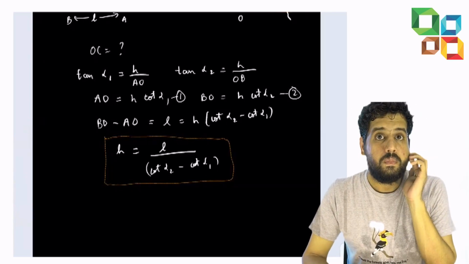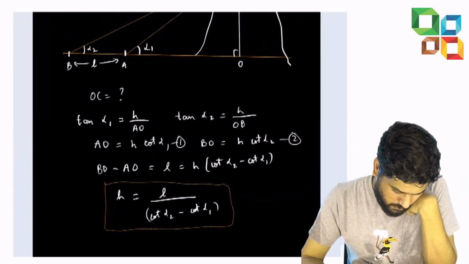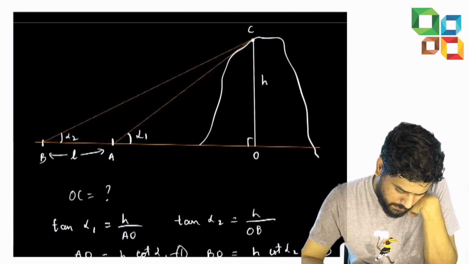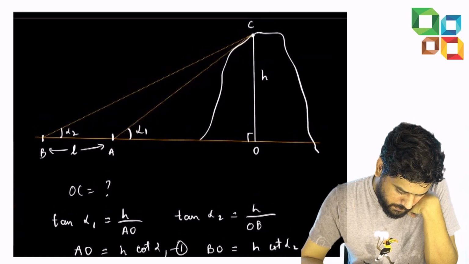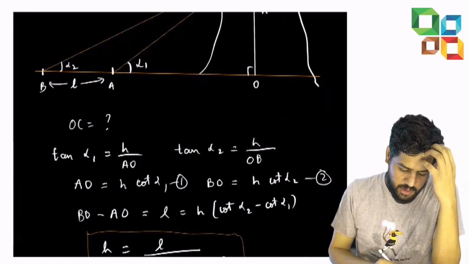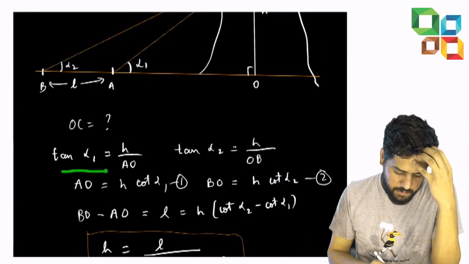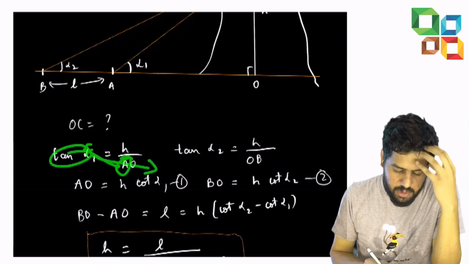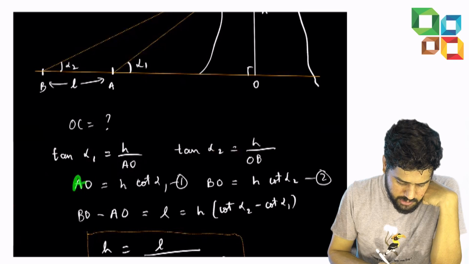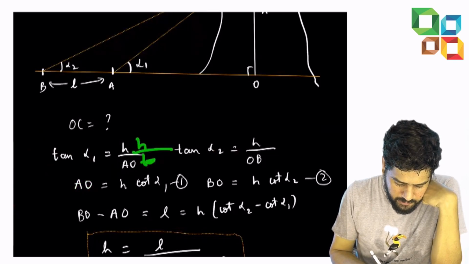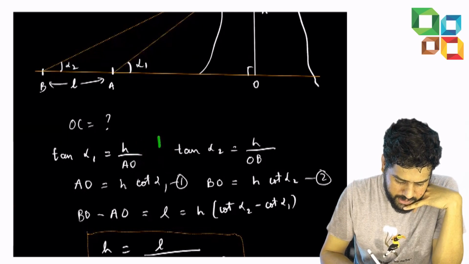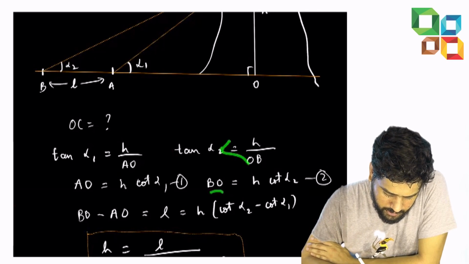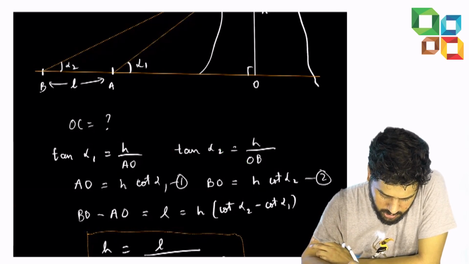Sir, I do not understand how you made both of them group together. Which part? How you group the angles together, sir? In the math at the bottom, the equations. Did you understand this line? Yes, sir. So now I took AO to this side, tan alpha to the bottom. So you get AO is equal to H upon tan alpha 1. And 1 by tan alpha 1 I wrote as cot alpha 1. Similarly, BO is equal to H by tan alpha 2, which is H cot alpha 2.